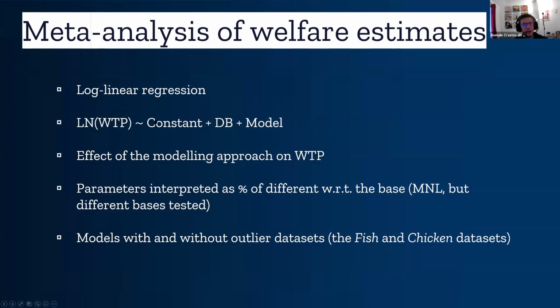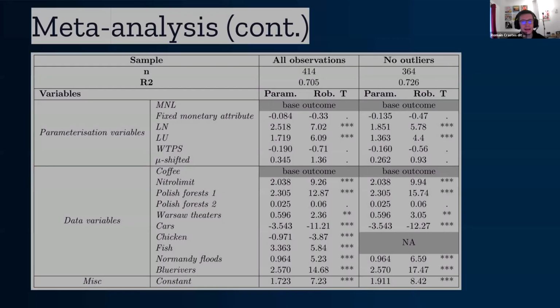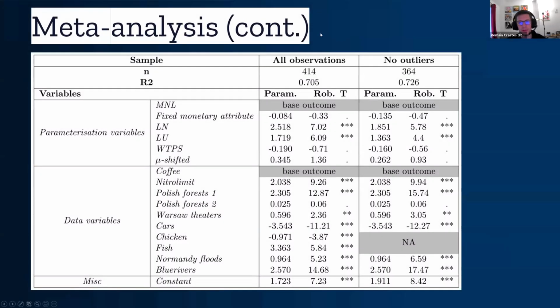And so we basically make a log linear regression which seeks to capture the effect of the modeling approach on willingness to pay estimates, all else being equal. So we introduce a constant to capture the effect of each data set. That's a very basic meta-analytic approach. Long story short, we use either all observations or an approach where we remove the 2 data sets where respondents are price insensitive.